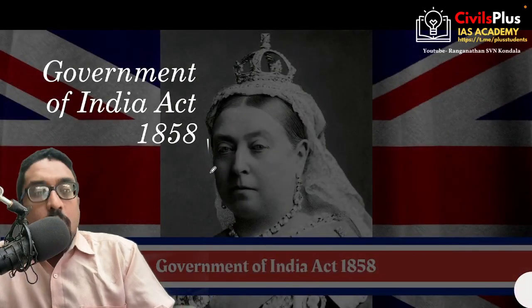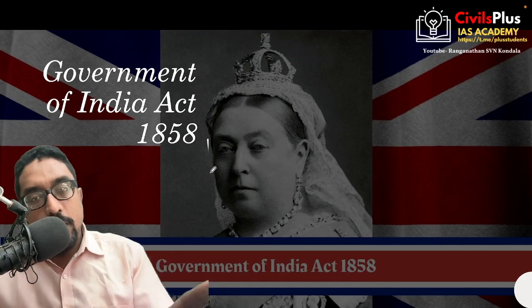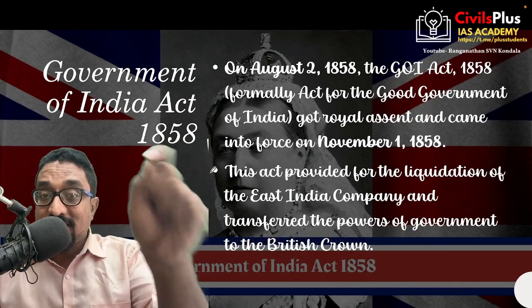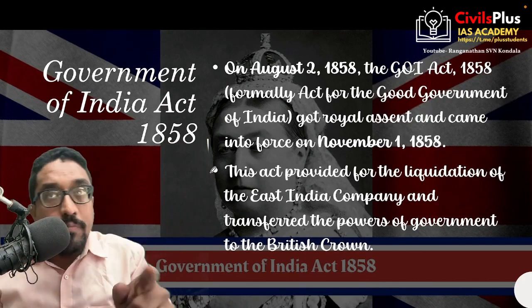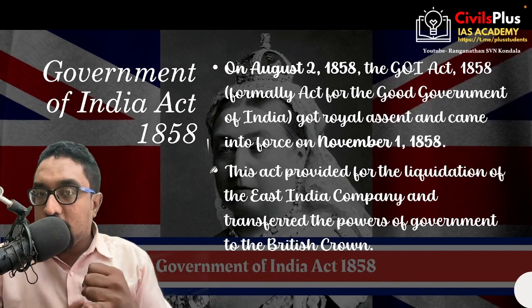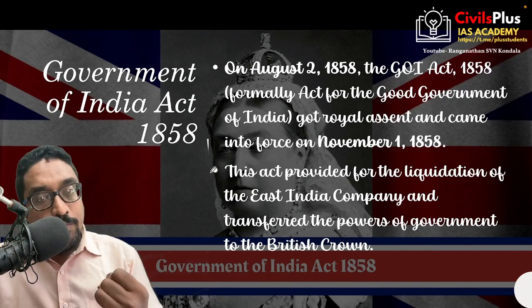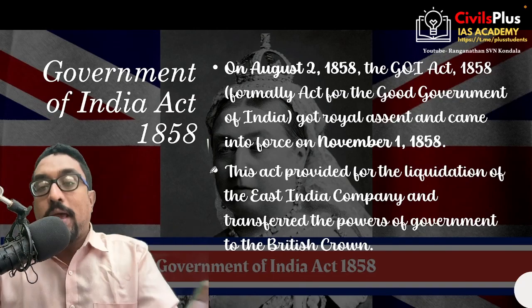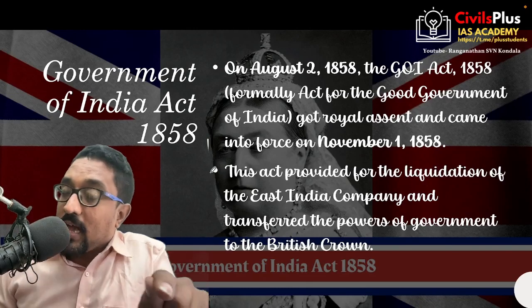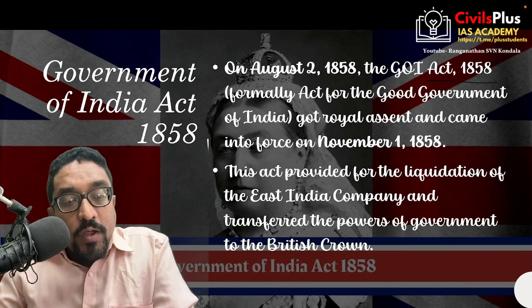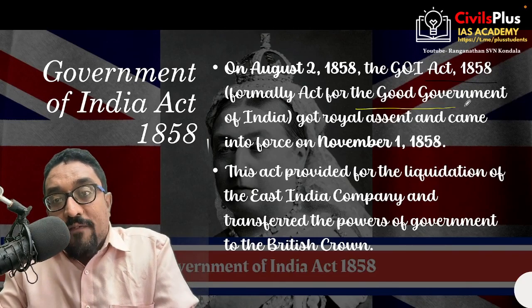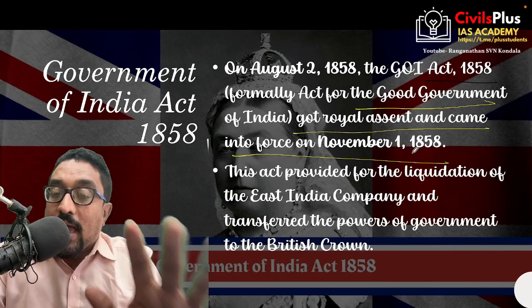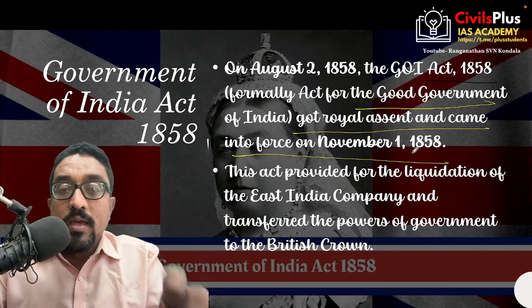The entire proclamation of Queen Victoria was actually part of the Government of India Act 1858, which was previously passed on August 2nd, 1858. So for prelims purposes, remember, the Queen's Proclamation was given on the 1st of November 1858. However, all the provisions of the proclamation were given legal sanction two months prior, on 2nd August 1858, as part of the Government of India Act 1858, also called the Act for Good Governance in India, with royal assent given on 2nd August 1858, and the act itself coming into force on 1st November 1858.